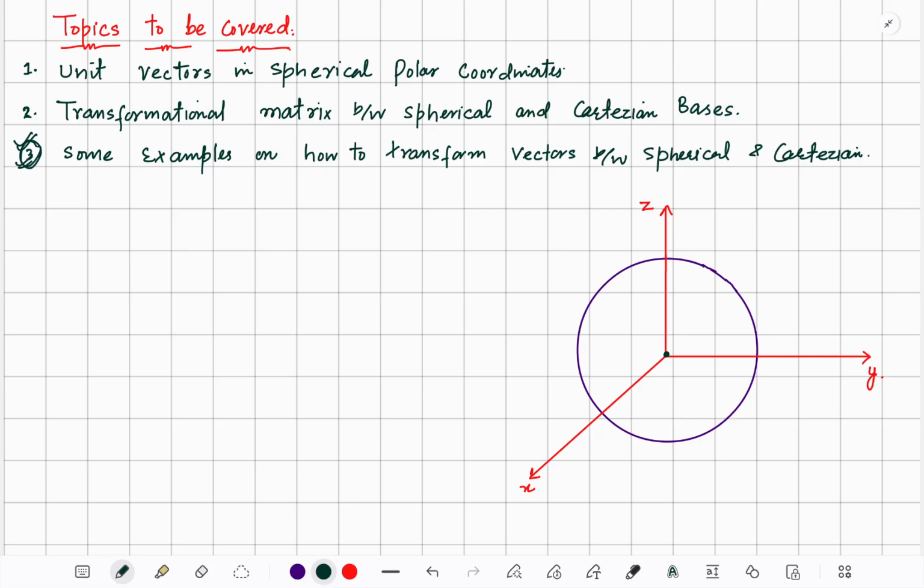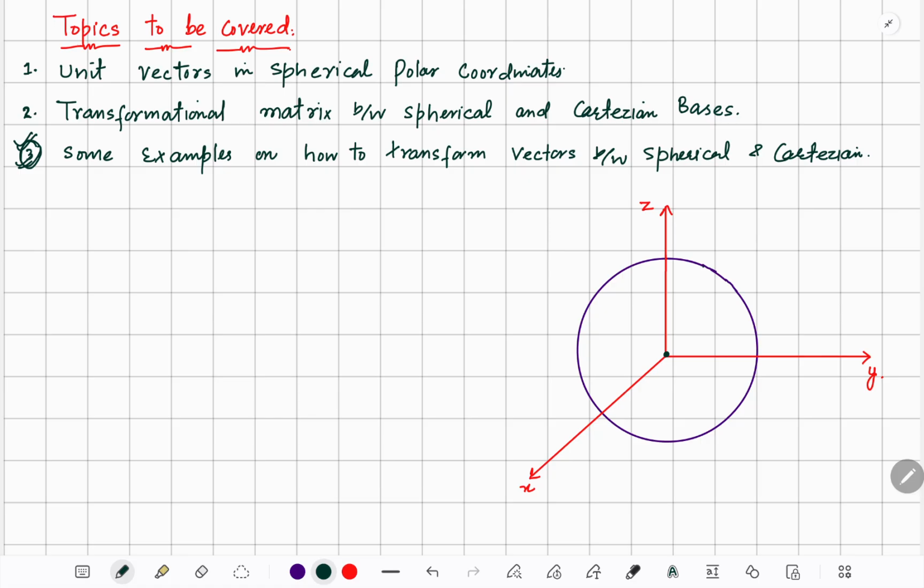So let's go directly into the topic. If you haven't watched the previous videos on the spherical polar coordinates, then I would suggest you go and have a look at those videos. But you can skip them. Let's go directly.